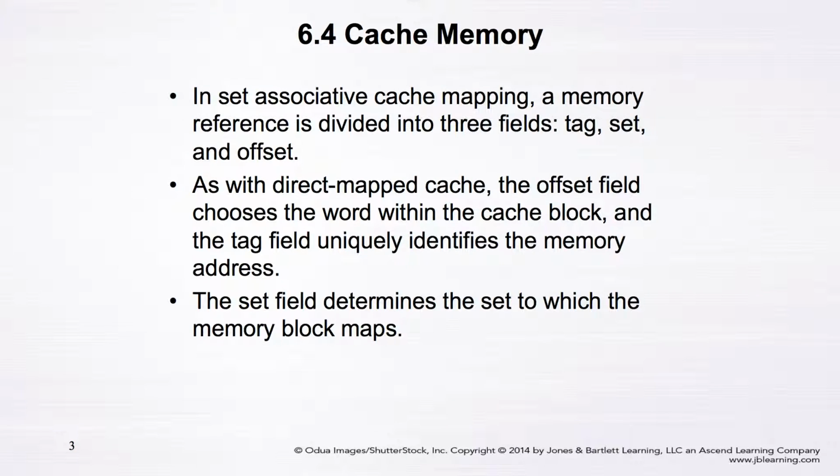In set associative cache mapping, a memory reference is divided into three fields: the tag, the set, and the offset. The same as in direct mapped cache, the offset field chooses the word within a cache block, and the tag field uniquely identifies the memory address. The set field, on the other hand, determines the set to which the memory block maps.